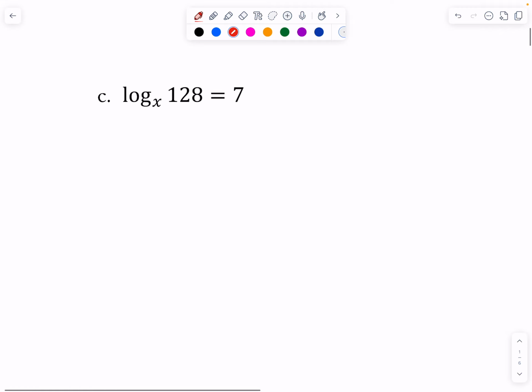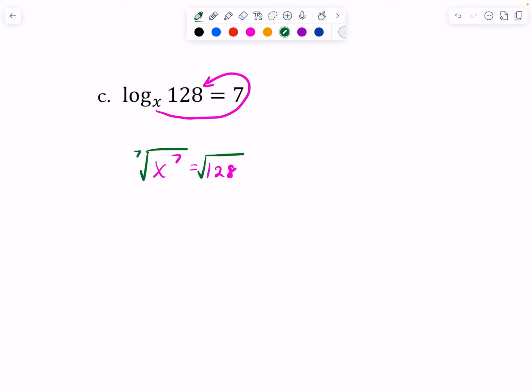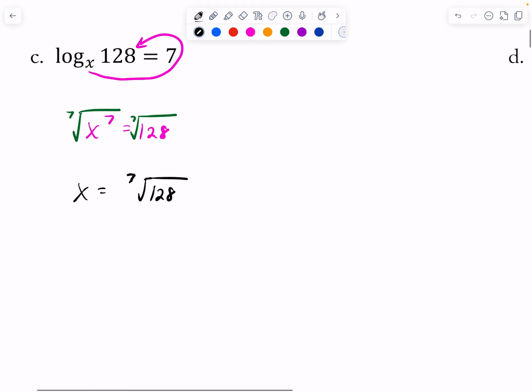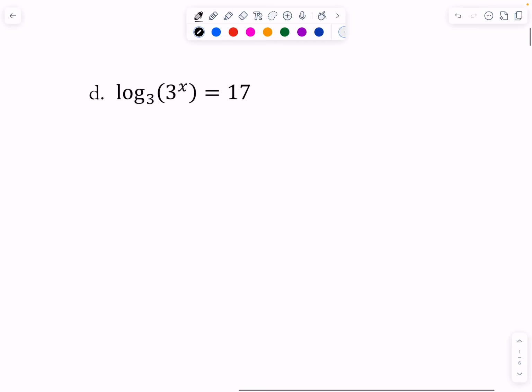Okay, next one. This one is x to the 7th power equals 128. Now I don't have x by itself here, so I'm going to take the 7th root of both sides, and I don't know the 7th root of 128, so I'm going to go ahead and leave it like that. But I think I might actually have 2 to the 7th in there. I'll come back to that when I'm done. Okay, let's do this one.